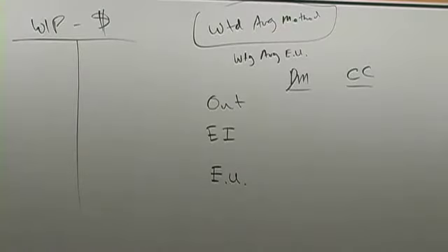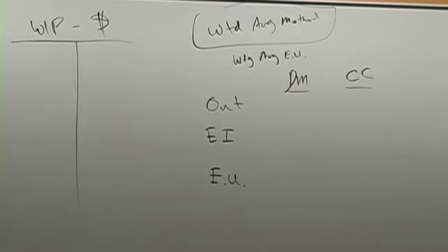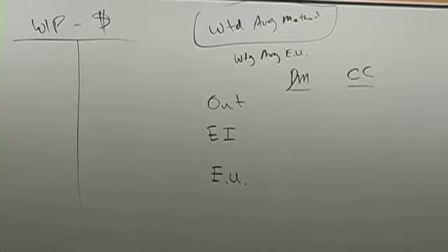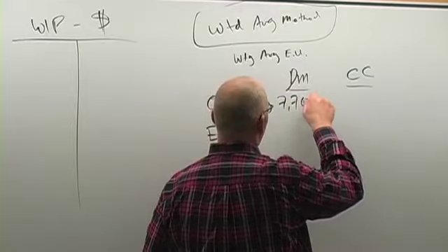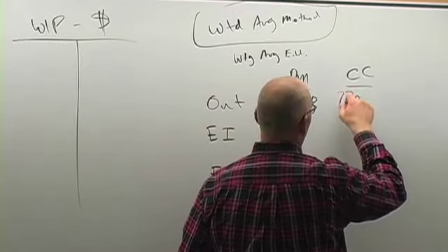Out: how many units were transferred out? Just look at this T account over here. How many units were transferred out? 7,700. And that's going to be the same 7,700 for both.